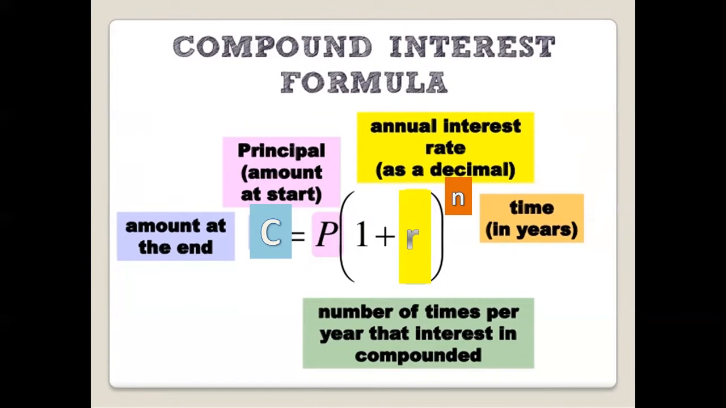Then what is R? R is the rate of interest, that is the annual interest rate, expressed as a decimal. What is n? n is time. It may be in years, the number of times per year that interest is compounded.